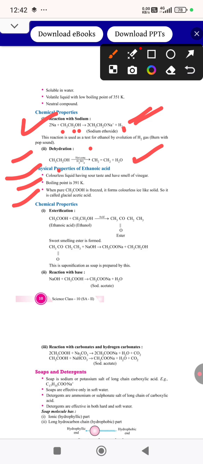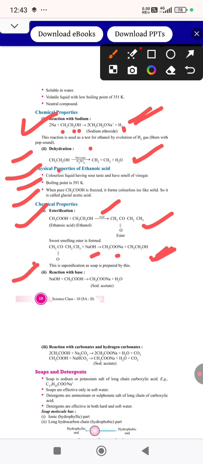Chemical properties: esterification process, very important. Ethanoic acid, when combined with ethanol in the presence of acid, gives ester. A sweet smelling ester is formed here. And the ester, when combined with NaOH, gives CH3COONa and CH3CH2OH. This process is known as saponification, as soap is prepared by this process. This is the preparation of soap.